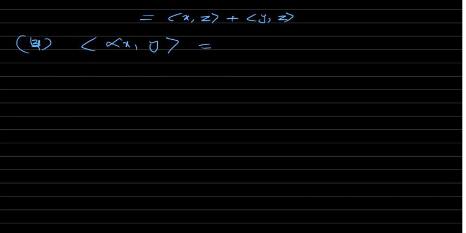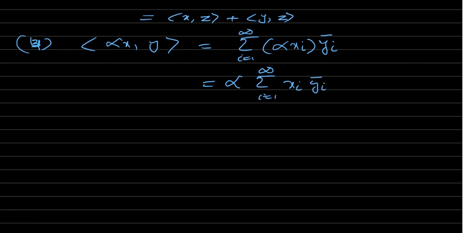Now the fourth property is the inner product of alpha x with y. What are the terms of the sequence alpha x? They are alpha xi, because the terms of x are xi. So this is the summation, i from 1 to infinity, of alpha xi times yi conjugate, which is equal to alpha times the summation of xi yi conjugate, that is, alpha times the inner product of x and y. So this is very simple, and this form is an inner product.